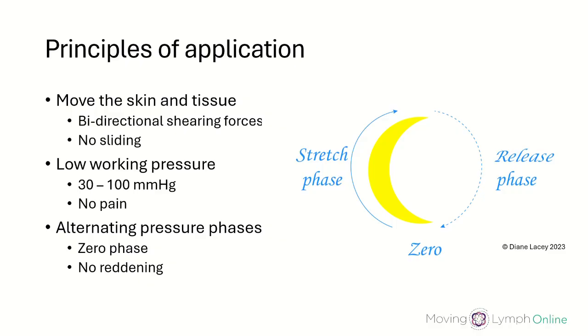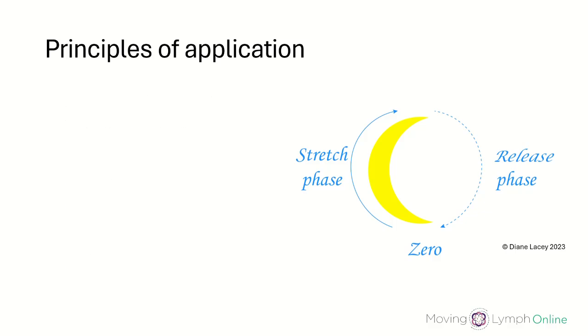Importantly, there is a zero phase where the smooth muscle in the lymphangion is allowed to reset and the vessel fills up before we initiate the next contraction. This also explains the relatively slow rate at which the techniques are performed. We're aiming for maximal activation of the stretch receptor reflex, which is about 27 to 30 times a minute. So we can't work faster than that. If we work too fast, we risk spasming the vessels closed.